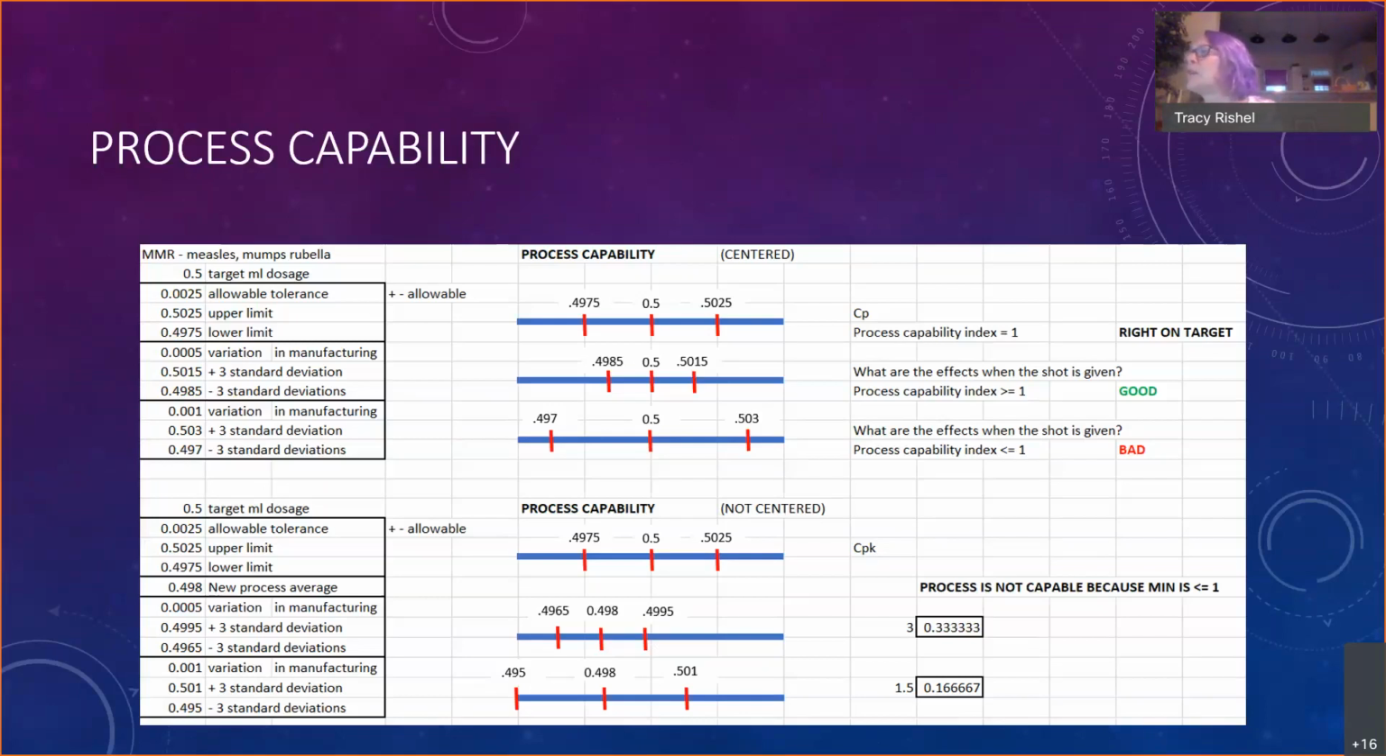So what we're trying to do is look at our process. Is it capable of meeting the standards that have been set out? And if it is, the capability index will be 1 or greater than 1. If it's not, it's going to be less than 1, and it is going to create problems.